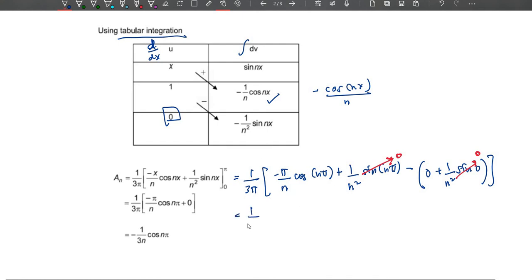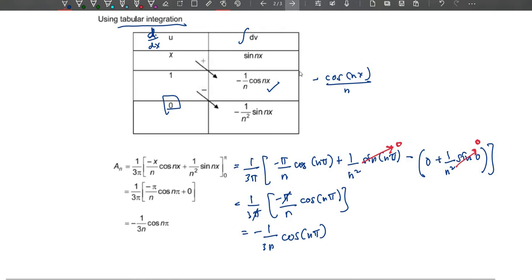Okay, 1 over 3 pi negative pi over n cos n pi. Okay, simplifying, we have negative 1 over 3n cos n pi. This would be the value for an.